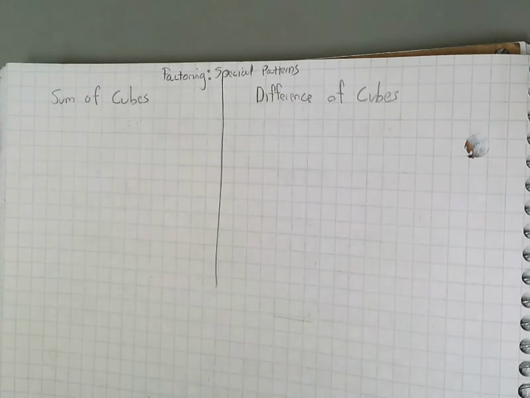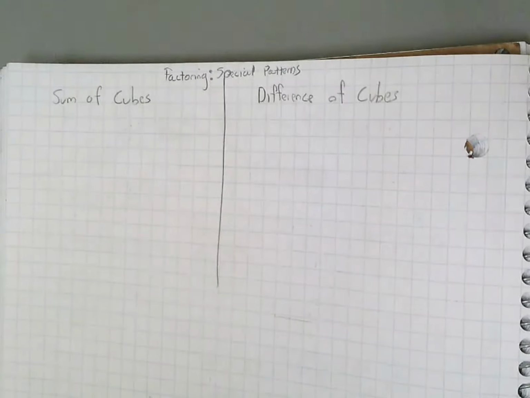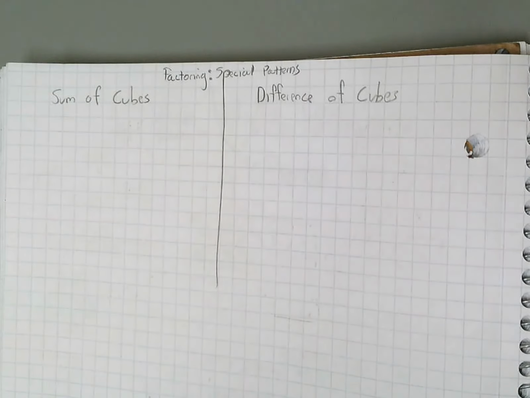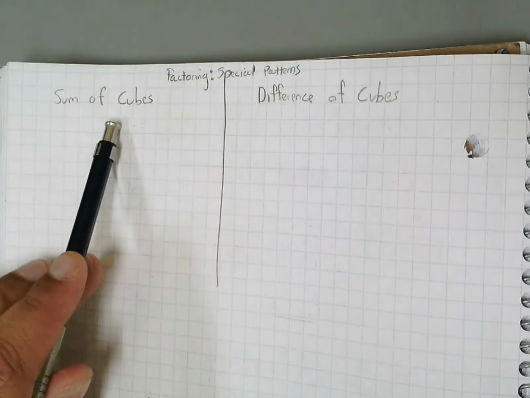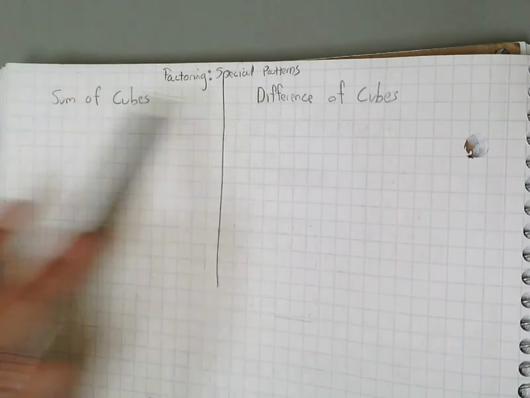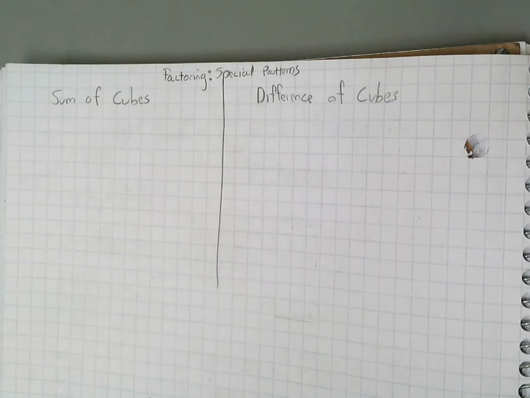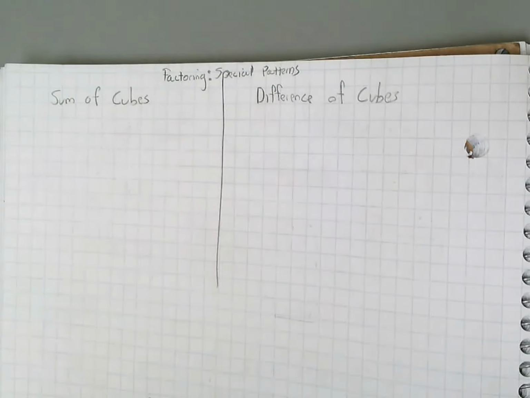Alright, in this video we're looking at factoring special patterns. Two specific patterns we're going to look at today are called the sum of cubes and difference of cubes. You already know how to factor one type of special pattern, and that's a difference of squares. Sum of cubes and difference of cubes are new. Okay, so let's start with sum of cubes.